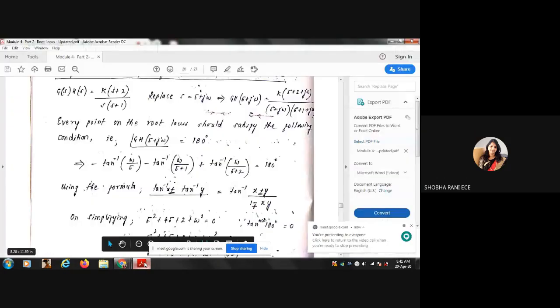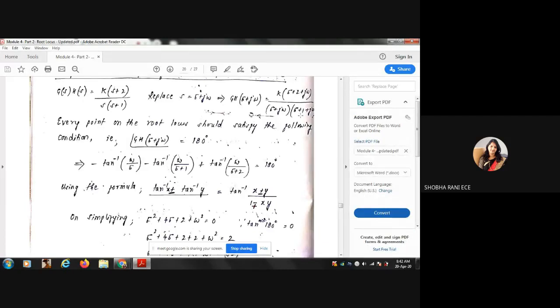So going back to this, now coming back to the denominator. Since we have the term in the denominator, the phase angle is nothing but minus tan inverse of imaginary part by real part. Imaginary part is omega, real part is sigma. So minus tan inverse of omega by sigma. Moving on to the second term in the denominator, sigma plus 1 plus j omega. Since it is in the denominator, the phase angle is minus tan inverse of omega by sigma plus 1.